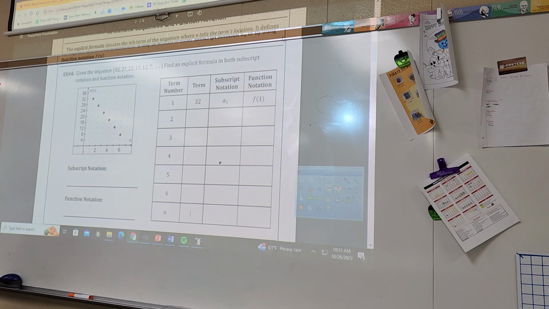All right, take a look at this. Take a look at this example 4. Try it out. Can you guys try it out? Fill out the terms. Fill out the right-hand box. Or at least fill out the terms.